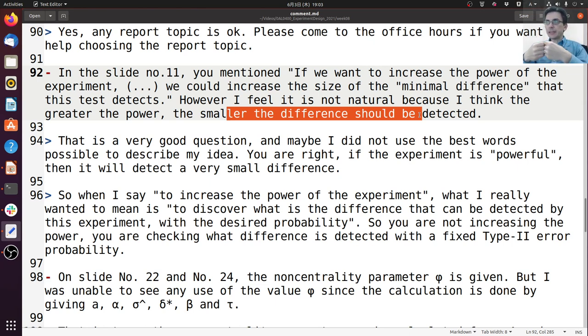So what I want to say is that when you calculate the power and you see that this power is too low, you want to know what is the difference that you can detect. Let's say you calculate the power to be 30% for a difference of 5. In fact, you can't really detect a difference of 5 because you only have a 30% chance. So what is the size of the difference that you can detect with a good probability? That's what I wanted to say. So you increase the difference to know what is the size of the difference that you can detect with a good probability. Maybe you think that a good probability is 80%, so you want to know what is the difference that gives you 80% probability of detection. But of course, your experiment is not very powerful in that case.